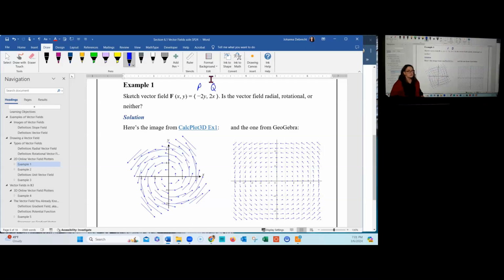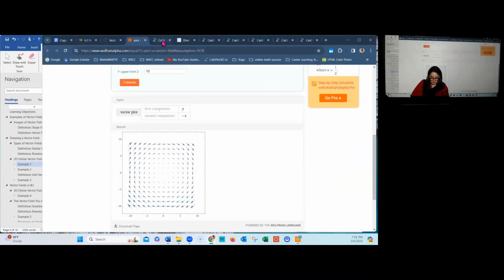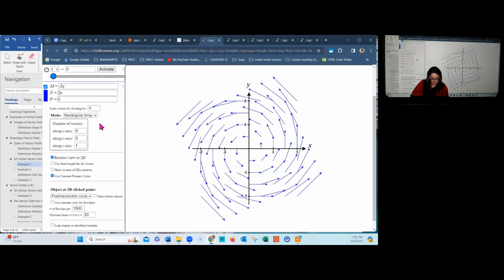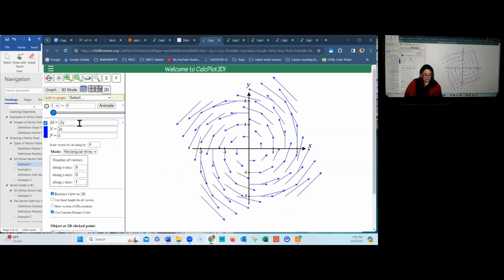If you want to see what this one looks like, you can plot it on CalcPlot 3D as -2y, 2x. Let me see if I can find where it is. Here it is. In CalcPlot 3D, instead of calling them P, Q, and R, it calls them M, N, and P. M is the first component in the x direction, N is the second component in the j hat direction, and P is the third component in the k hat direction.